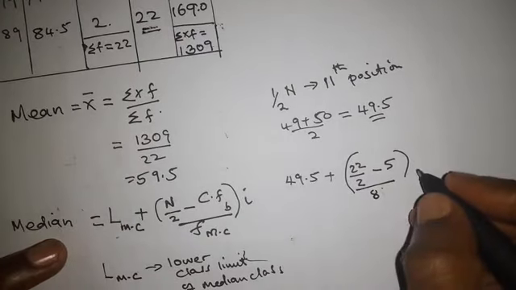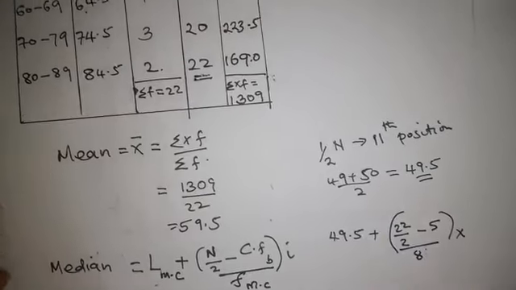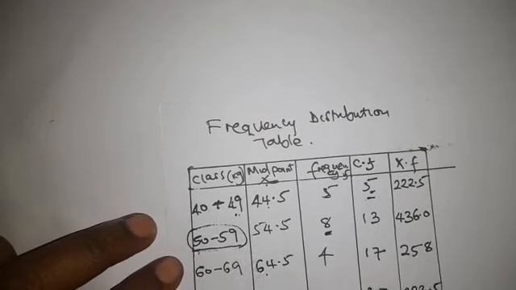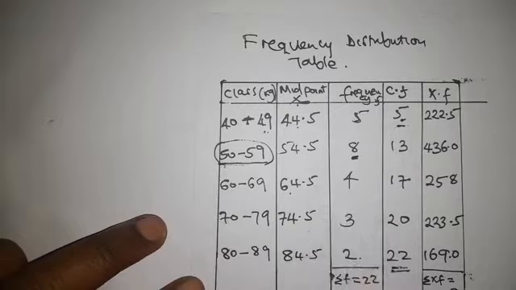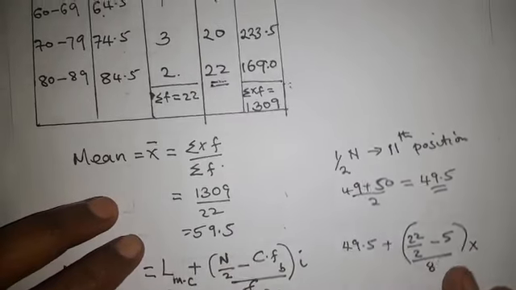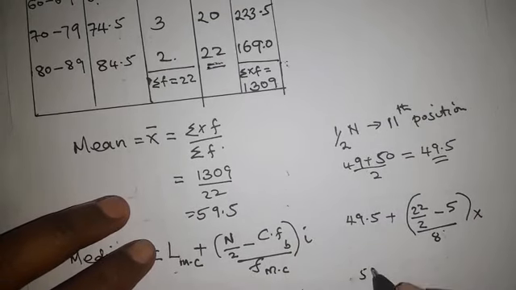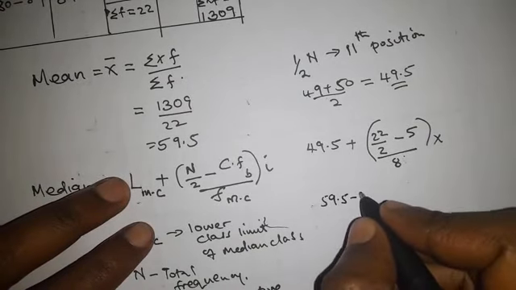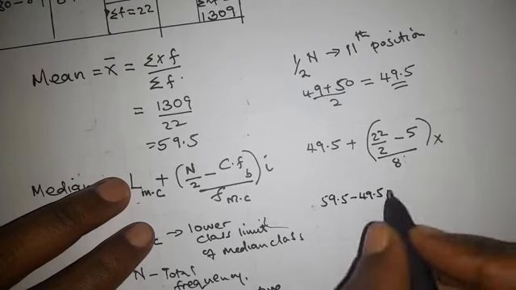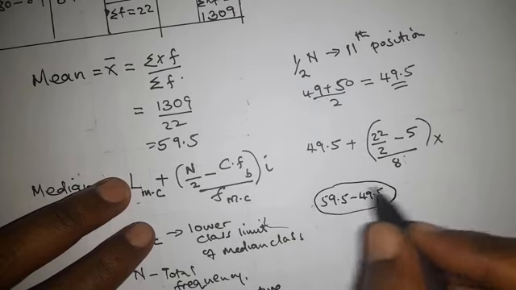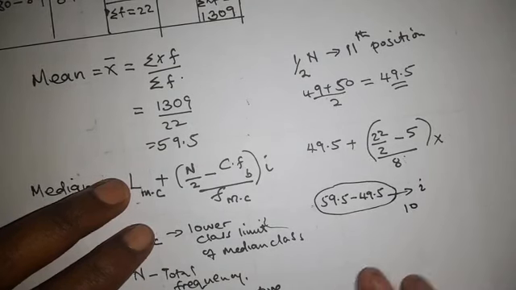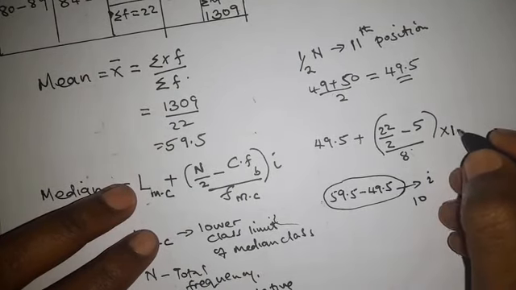Multiply by class size. Class size is we take the upper class limit, 59.5, minus the lower class limit, 49.5, of the same median class. This one gives us the class size, and it is 10. Therefore, we are multiplying by 10.